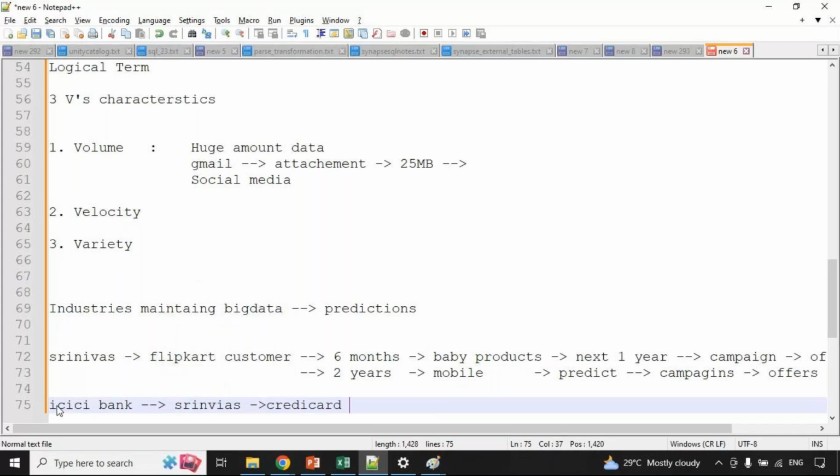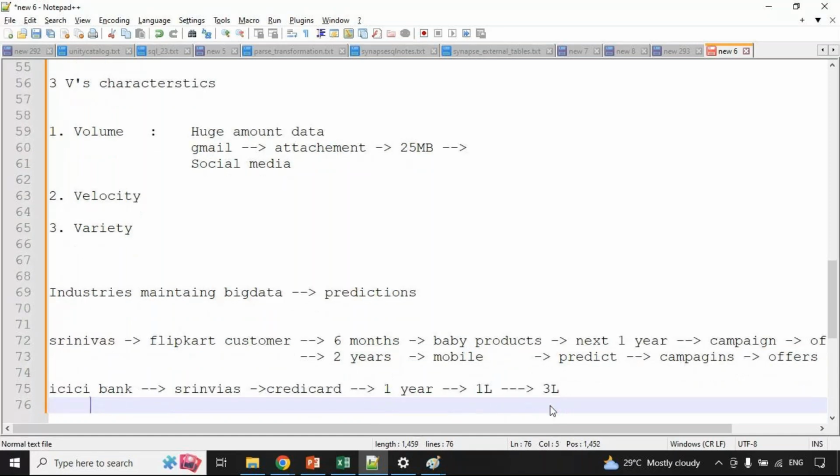Credit card. My current ICICI card maintains only 1 year of data. My current credit card limit is 1 lakh. Because they maintain 1 year of data, they can see that I pay on time every time. So he is paying on time every time, and they are going to increase the limit from 1 lakh to 3 lakhs.